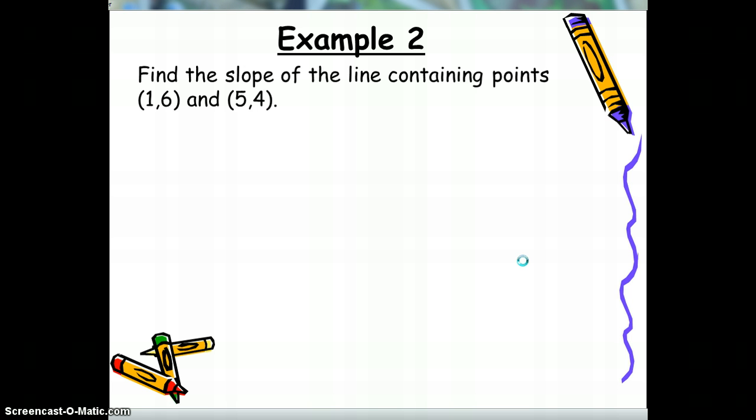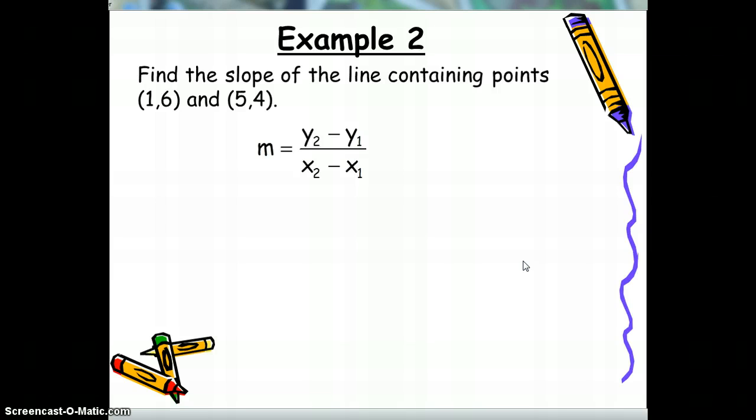We have the ordered pair 1, 6, and we have the ordered pair 5, 4. A second ago we graphed these and found the slope by using rise over run, which is very simple. But generally speaking, we only want to use rise over run if we are given a graph. So when you're given two ordered pairs, you want to just plug them into the slope formula. So here we go.